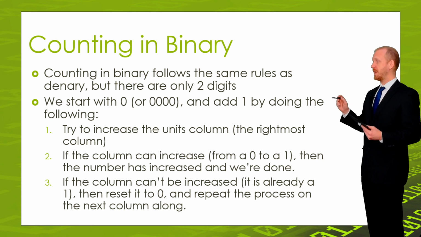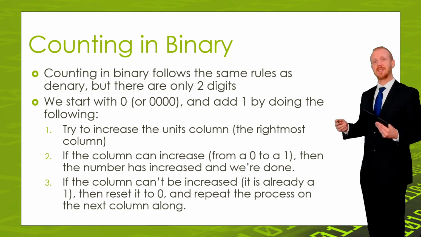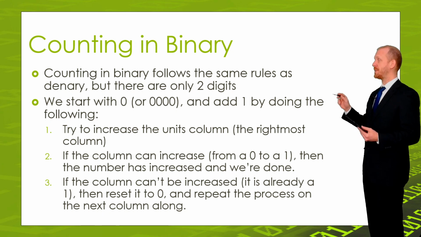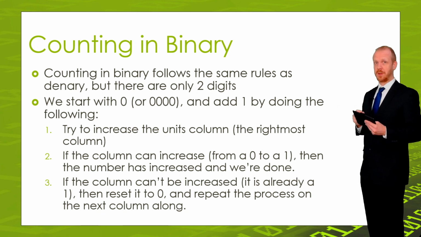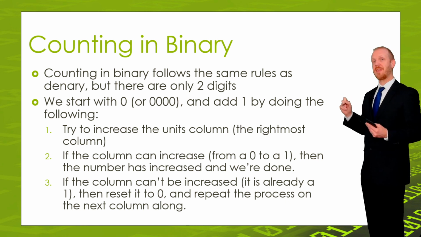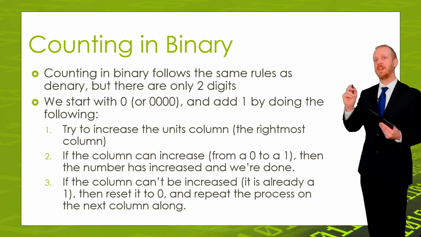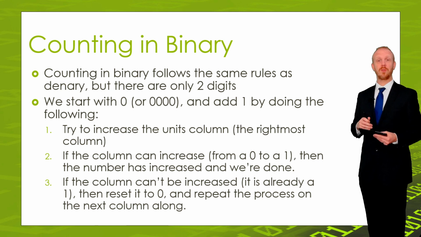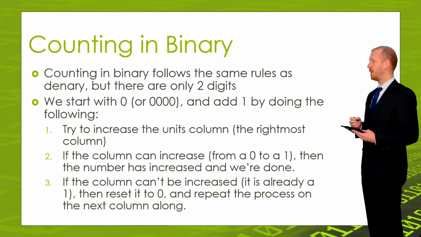And we start with that, and every time we want to increase to the next number up, every time we want to add 1, we check if we can increase the rightmost column, the units column. If we can, we increase it, and that's it done. If we can't, we reset that column to 0 and we move on to the next column and we try that one. And that's all there is to it. Let's look at an example and hopefully it'll seem quite clear.